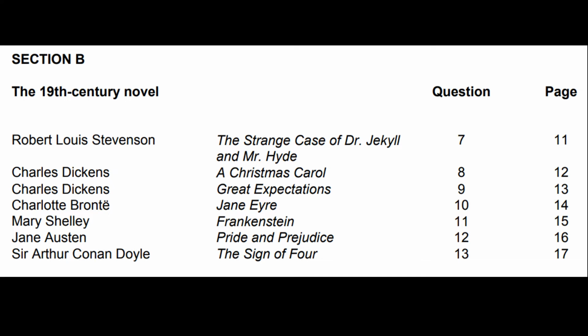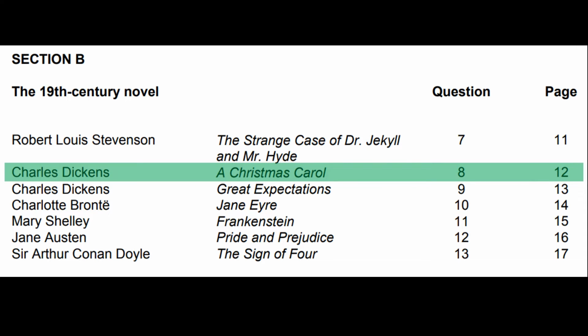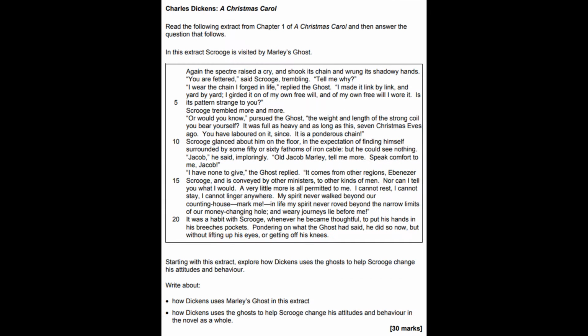For Section B of Paper 1, you will be answering the question on Charles Dickens' A Christmas Carol. And you will have 50 minutes to write your answer. A short extract from the novel will be printed on the page. You will answer the question by analysing the extract and then writing about the novel as a whole.